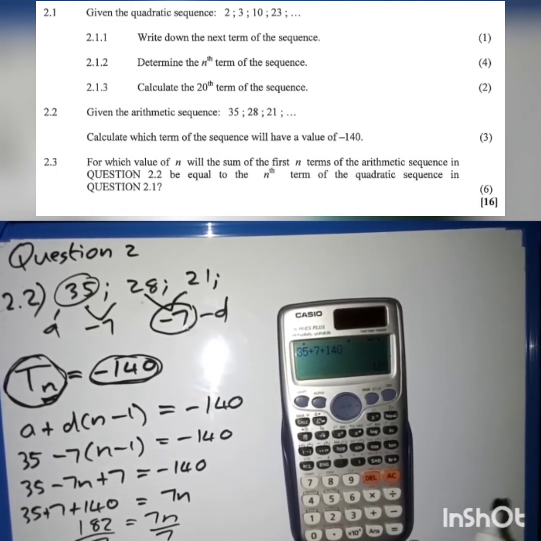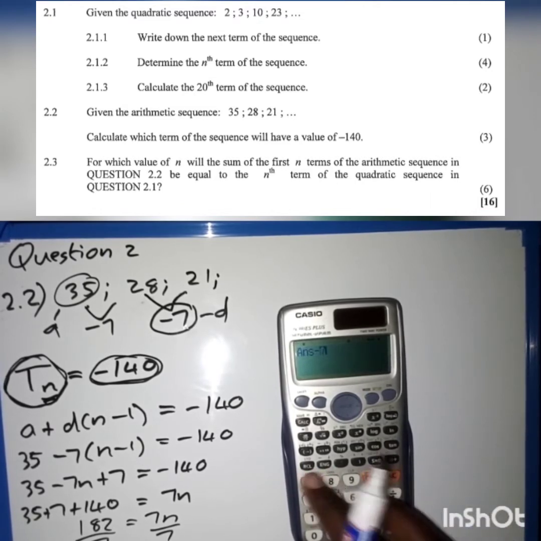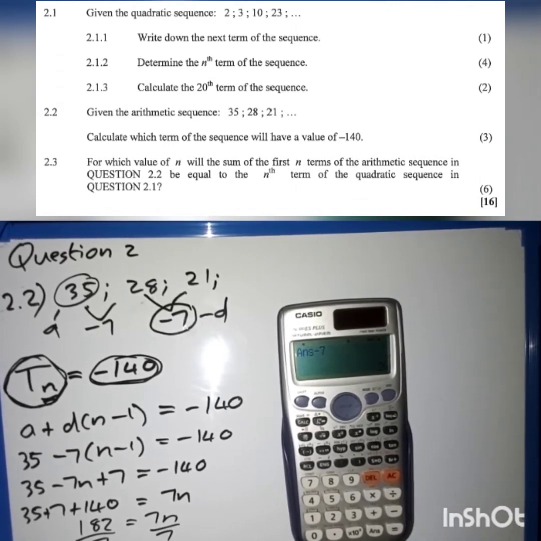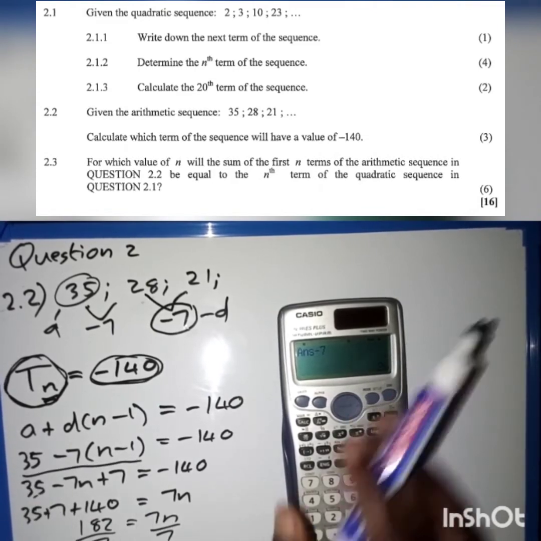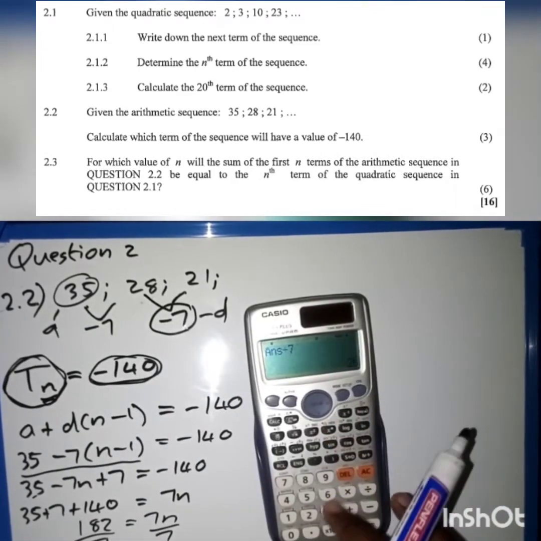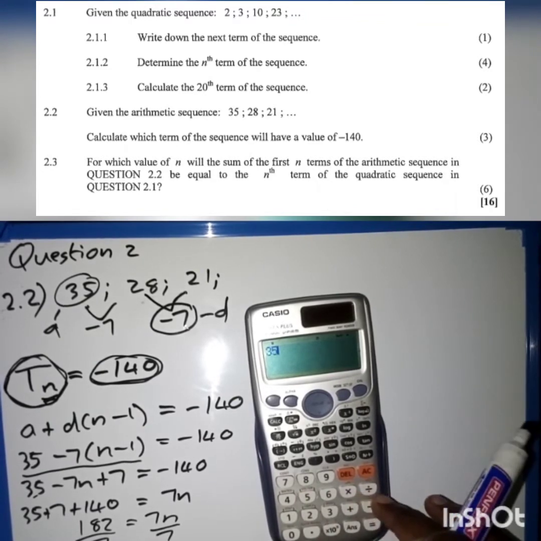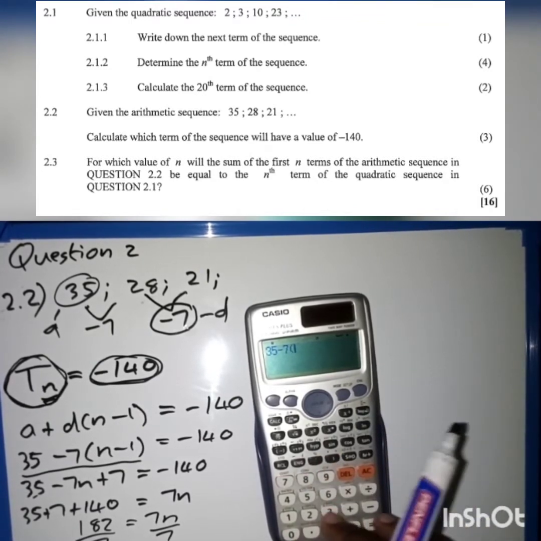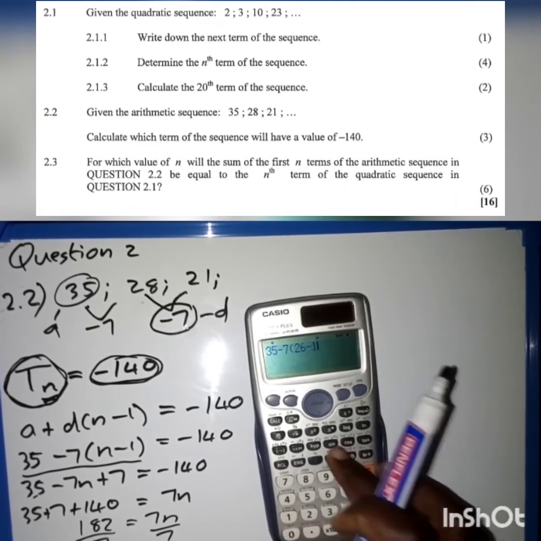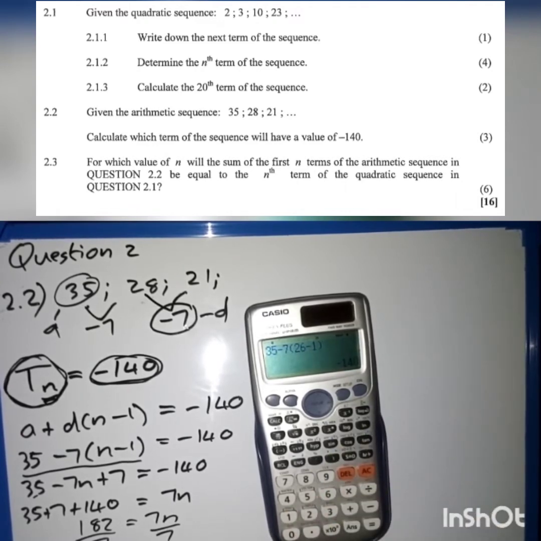So my n will be equal to, divide this by 7, 26. So n is equal to 26. I can check if this is correct by substituting my n into my formula here, right? So I'll say 35 minus 7 and then 26 minus 1 gives me what? Negative 140, which means that this is correct. Okay, moving on now to the next question.